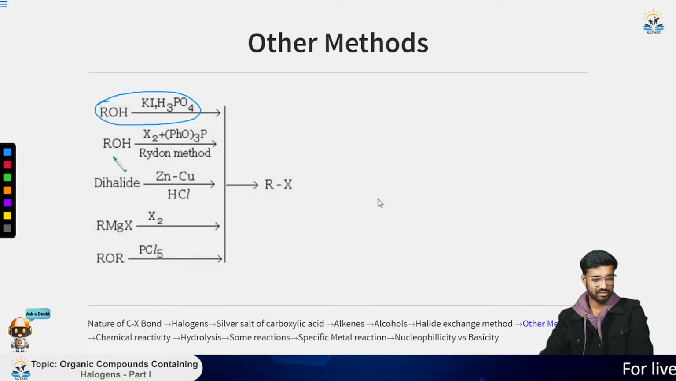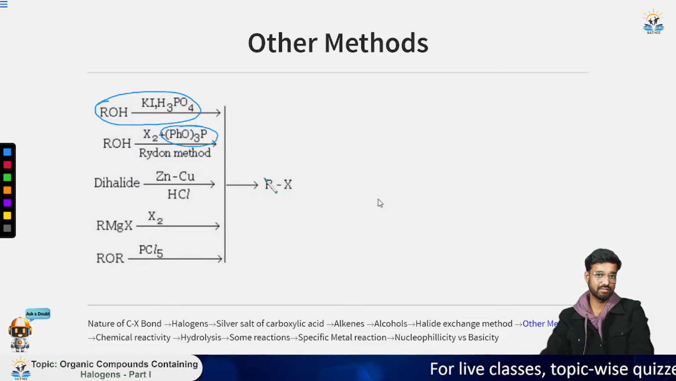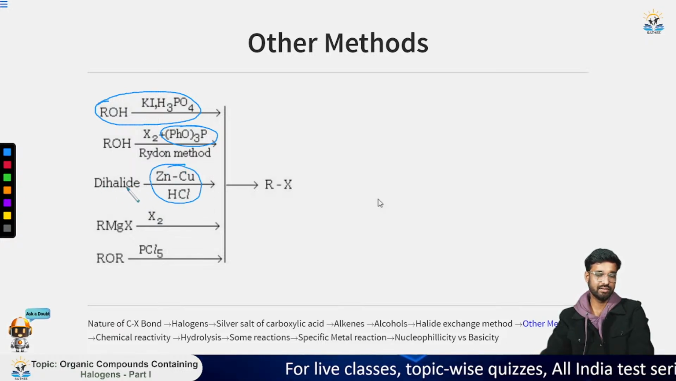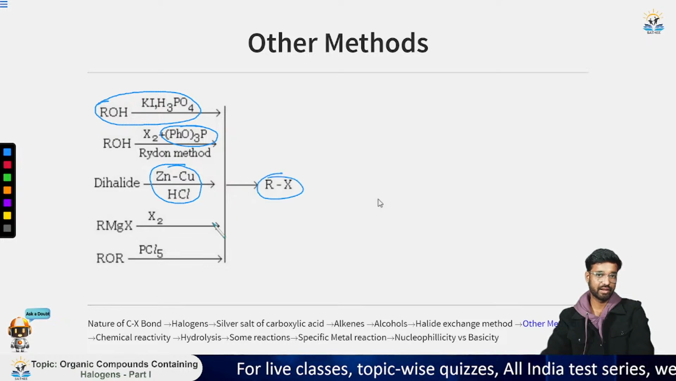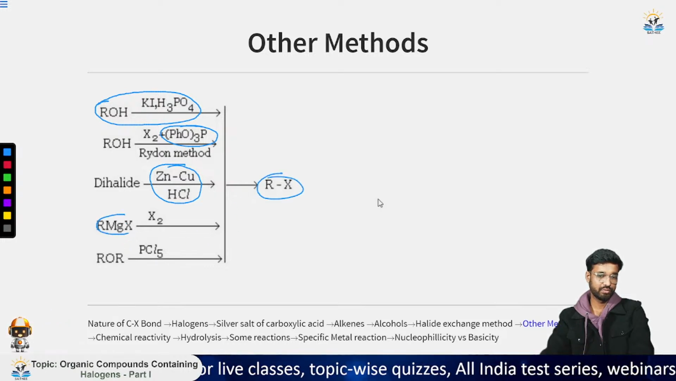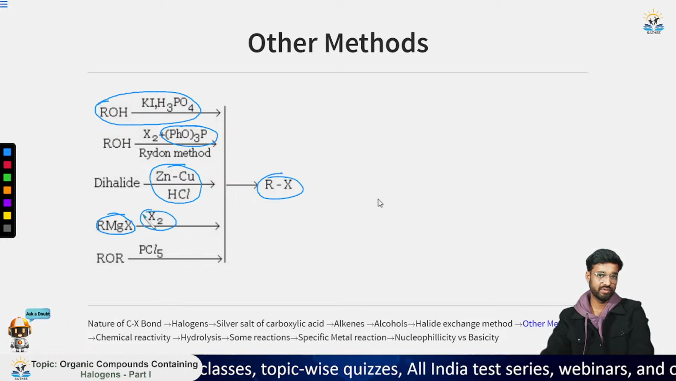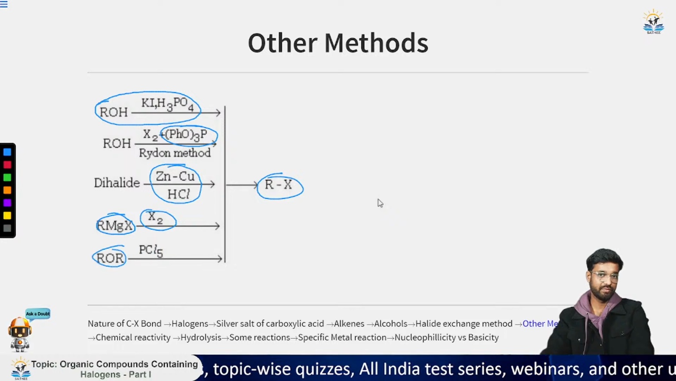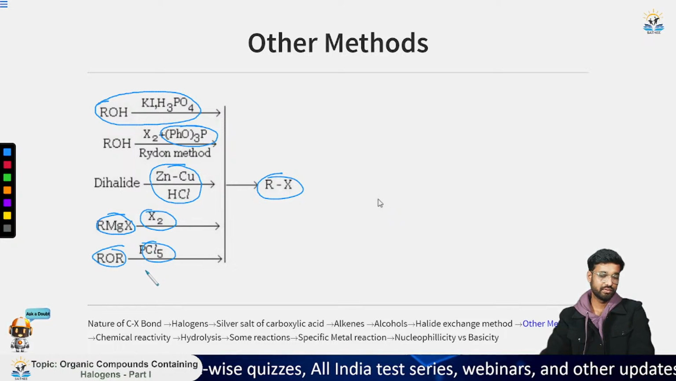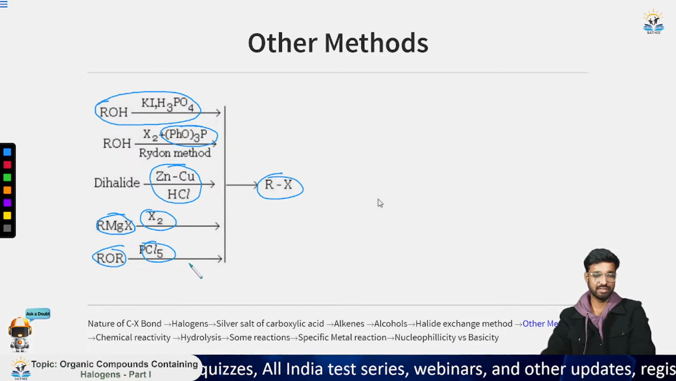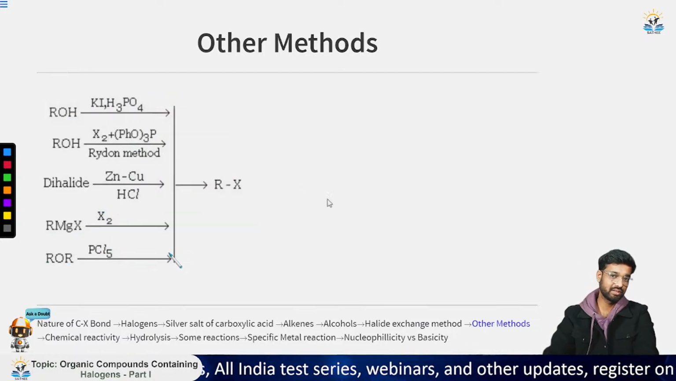Now the second method, the reaction that we have here. We are using P and I2. This is a reaction where we will get RX. Then again we are using a dihalide, which is a reducing agent, so it will reduce the halide to give the RX. Also we can use RMgX with X2 and ROR with PCl5. So these are the reactions, furthermore reactions that you can remember for future reference.